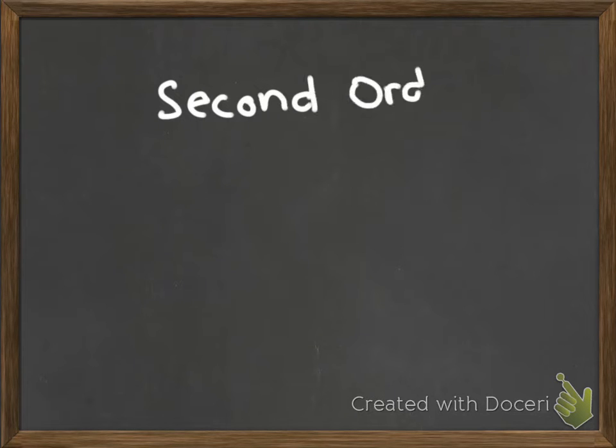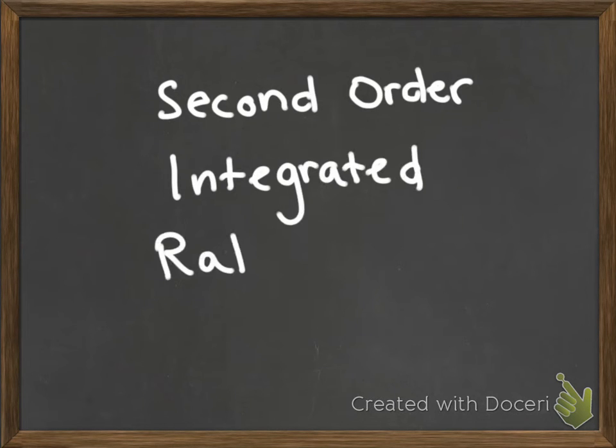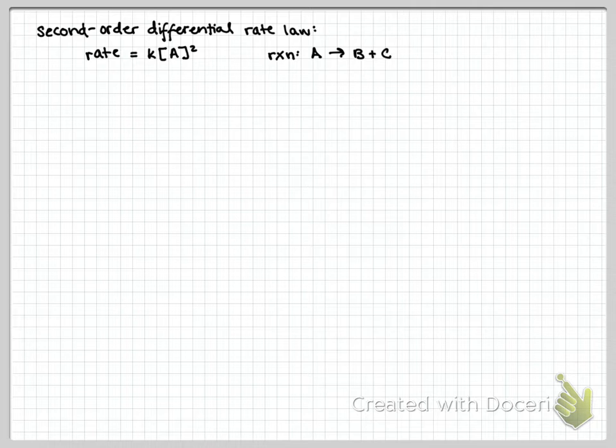In this video, we'll be talking about the second order integrated rate law. So the rate laws we've looked at so far are differential rate laws. A second order differential rate law might look something like rate equals k concentration of A squared for a reaction of A goes to B plus C. This would be something that is overall second order, but also second order with respect to a single reactant.